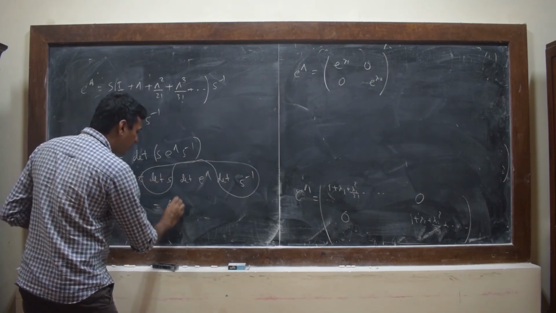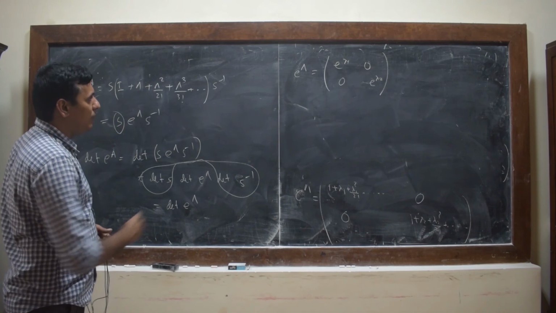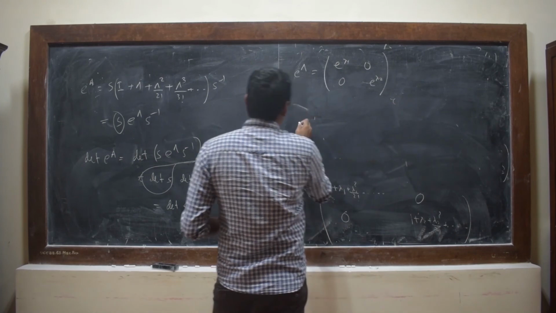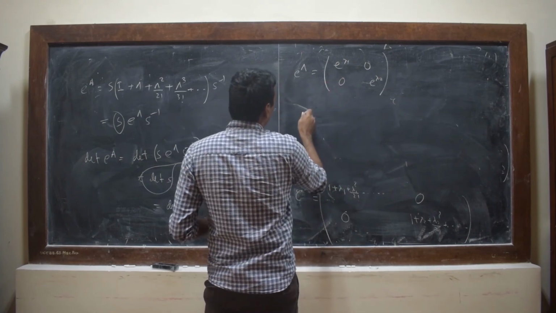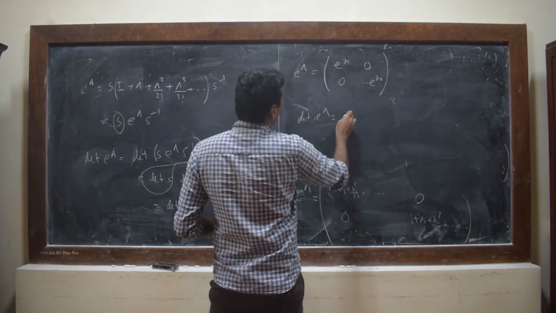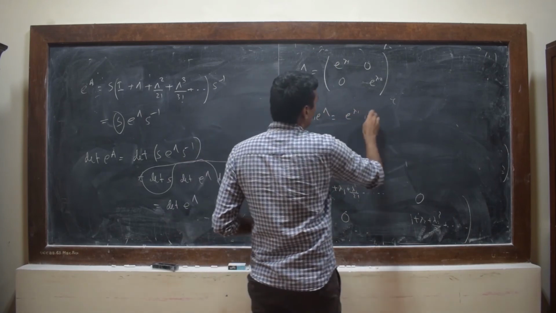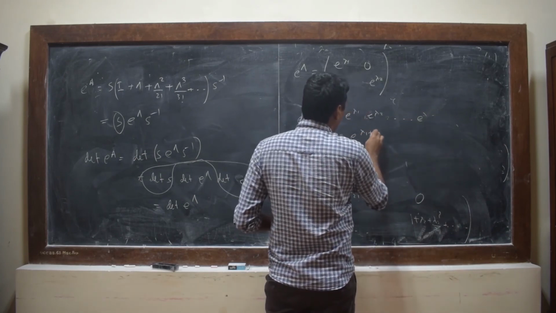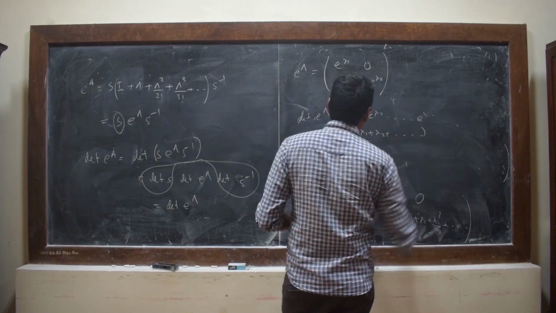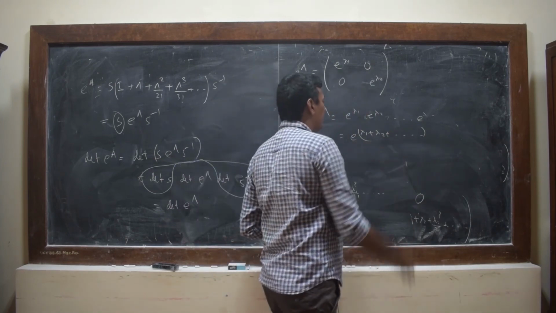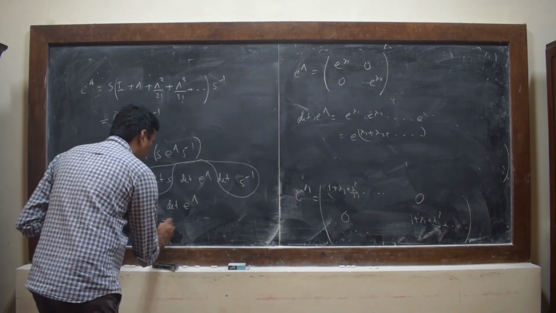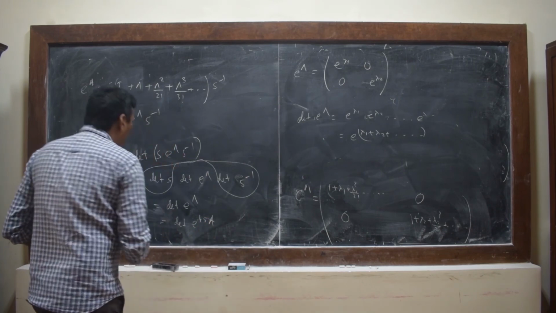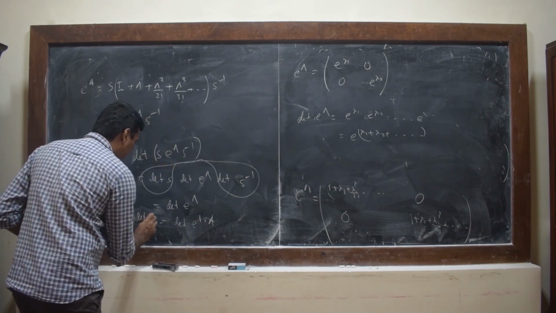So, it will be the determinant of the exponential of lambda, and you already know that e raised to lambda is e raised to lambda 1, e raised to lambda 2, e raised to lambda 3, etc. So the determinant of e raised to lambda will be e raised to lambda 1 into e raised to lambda 2 into e raised to lambda 3, etc. So, it will be e raised to lambda 1 plus lambda 2 plus etc. The sum of the eigenvalues is actually equal to the trace of the matrix, so you can write this as the exponential of the trace of A.